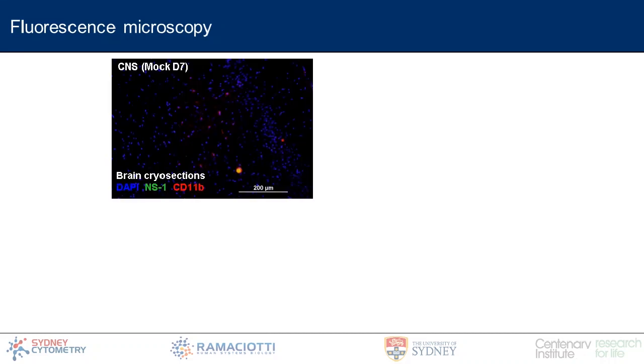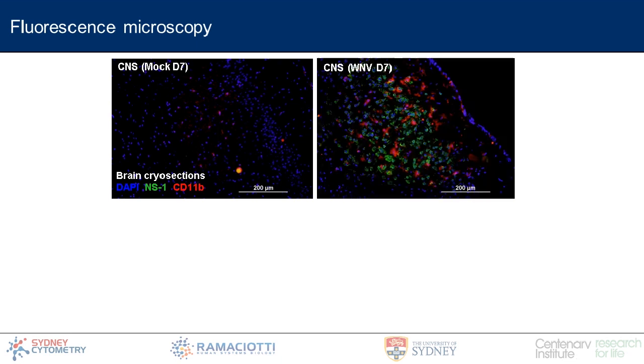Now, when we think about what happens in the brain, importantly, it's not just as simple as what cells turn up or not. When we have a look inside the normal brain, for instance, this is a cryosection of a normal mouse brain. We see very few cells, and the cells that are present, which are a little small here in red, are the resident microglia. So these cells are supposed to be there.